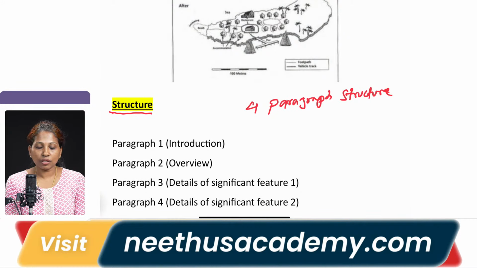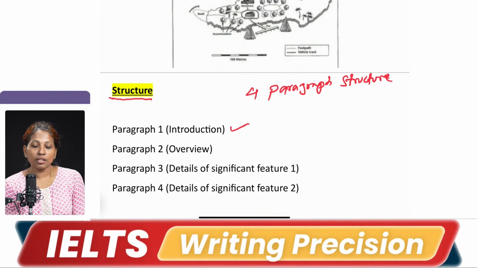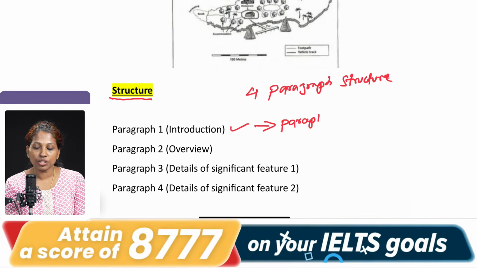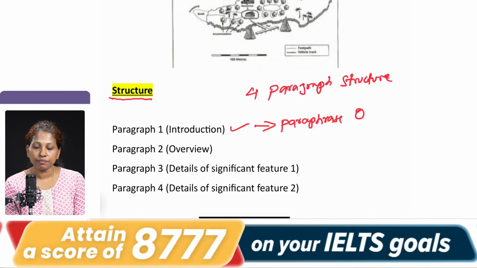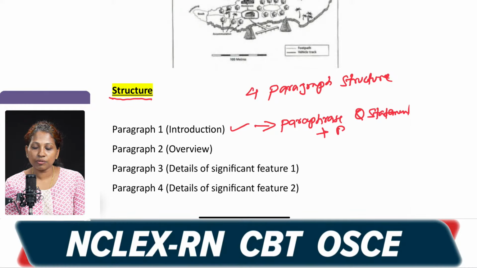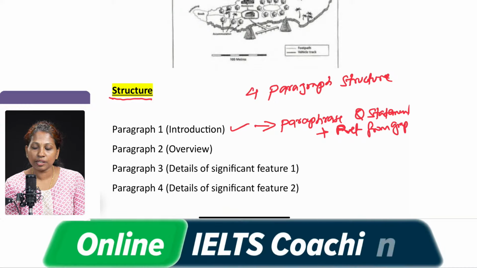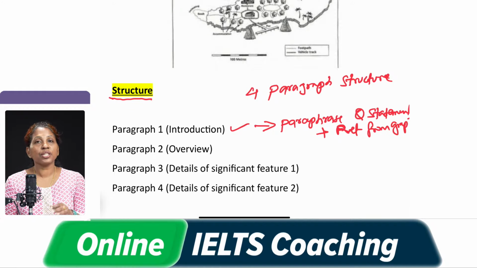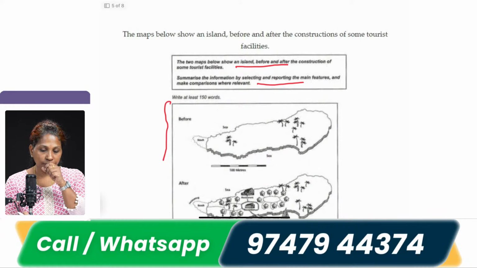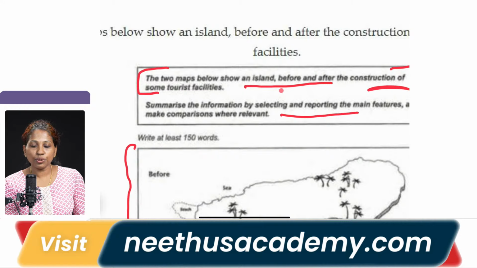Now this 4-paragraph structure, what all comes in that? Your first paragraph is your introduction, right? Introduction is generally what? Paraphrase your question statement. And also, if you want to add some references from the diagram or the graph, whichever graph it is, some information which you can take from the graph or the diagram, that you can add. Like for this question, if you can see, this is the statement. This is what you have to paraphrase.